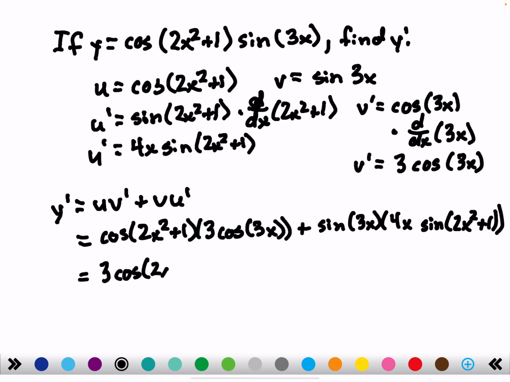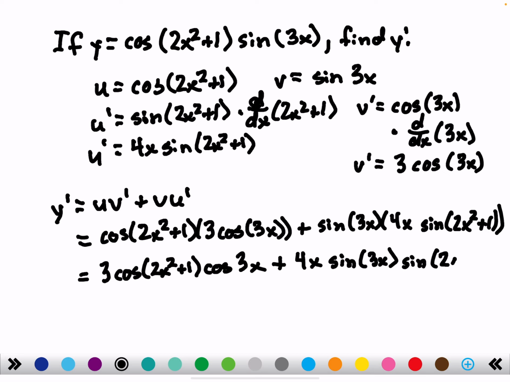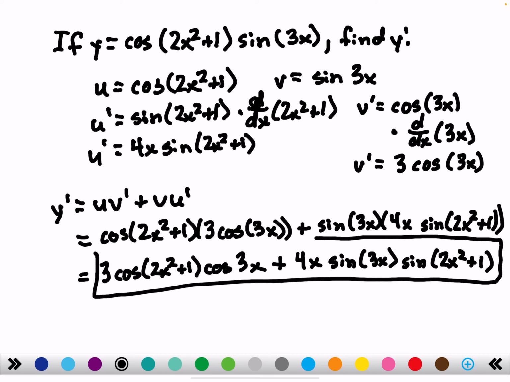So final answer, 3 cosine 2x squared plus 1 cosine 3x plus 4x sine of 3x times the sine of 2x squared plus 1. So there is our first derivative of that function.